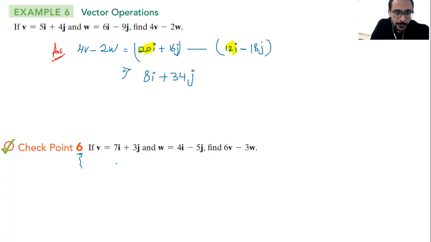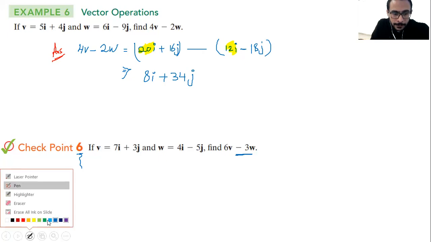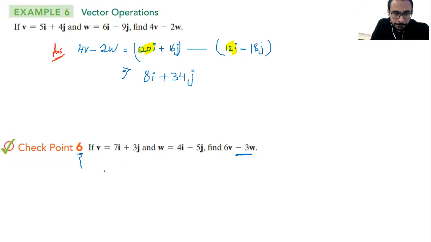Muhammad Misbah, question number 2.6. It's Mr. V is given. Find 6v minus 3w. 7 times 6 equals 42i, and 6 times 3 is 18j. This is the first vector after multiplying by 6. Then negative 3 times 4i, and negative 3 times the negative 4. Negative 12i and positive 15j.